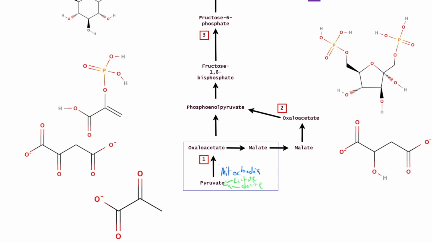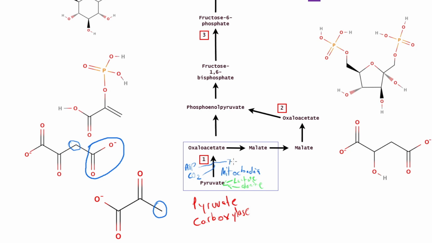And this is done by pyruvate carboxylase. So it is catalyzed by an enzyme called pyruvate carboxylase. And from the name, a carboxylase adds a carbon dioxide group. Here we have pyruvate, and we're adding a carbon dioxide. So in this reaction, we're adding in carbon dioxide, CO2. We're also using ATP as an energy source, and we're going to get out of it ADP plus Pi, and also we're going to use water.